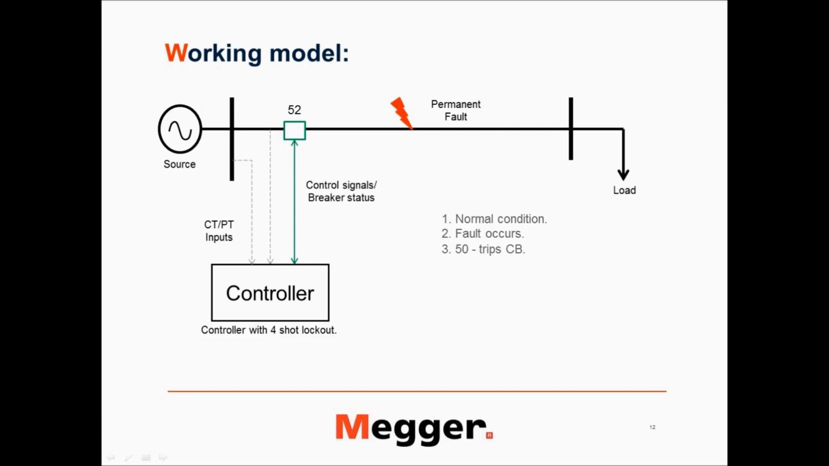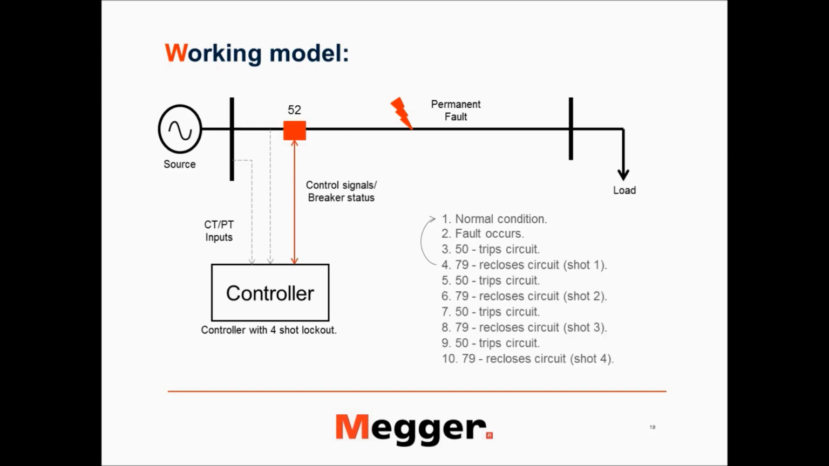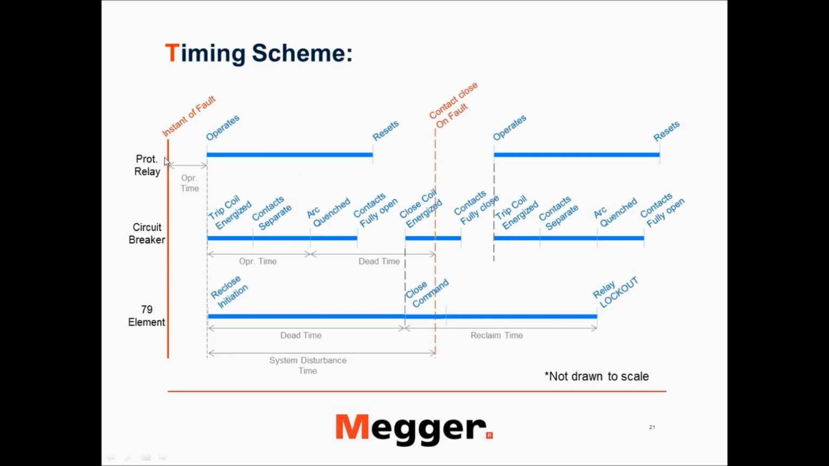So after a time delay, your reclosure or 79 function wakes up or is activated, and then it starts sending the reclose signal. That is also given in this picture. So your relay protection is what is initiating your 79 element.